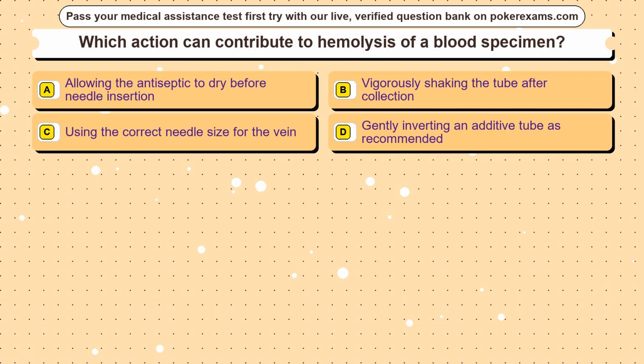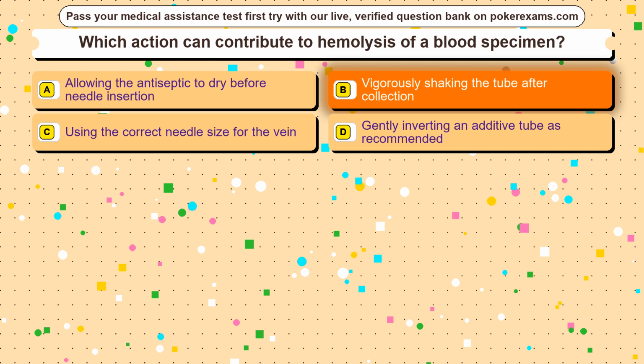Question 18. Which action can contribute to hemolysis of a blood specimen? Option A. Allowing the antiseptic to dry before needle insertion. Option B. Vigorously shaking the tube after collection. Option C. Using the correct needle size for the vein. Option D. Gently inverting an additive tube as recommended. The correct answer is option B.